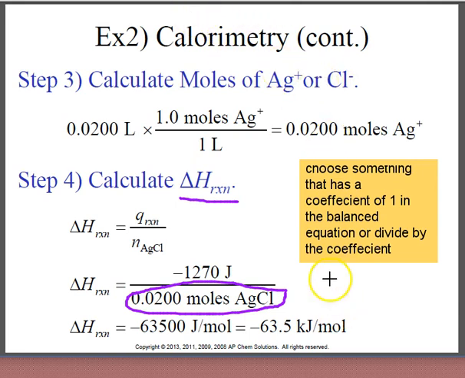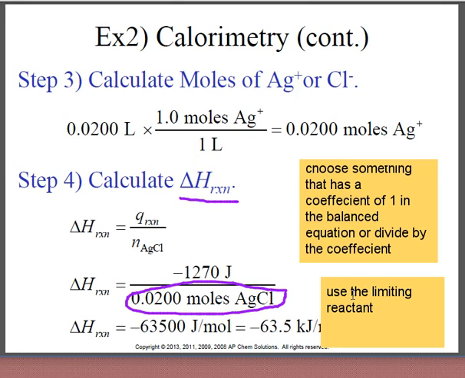All right, the second note. If you have more than one reactant that you're talking about, you're going to use the limiting reactant in your per mole. Okay, so two things to consider. It's called the per mole of the reaction. So you want to choose something that has a coefficient of 1.